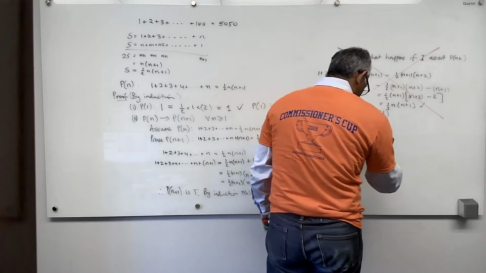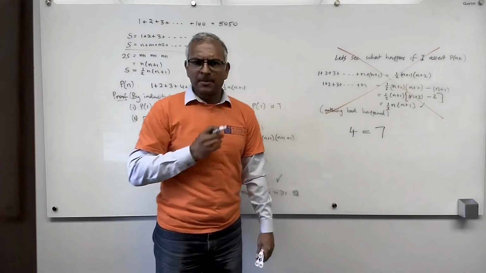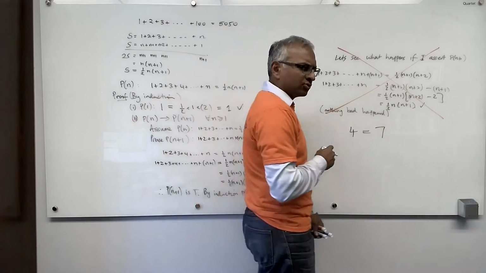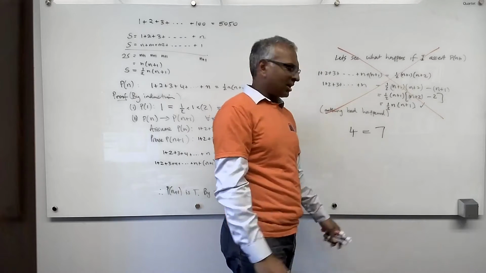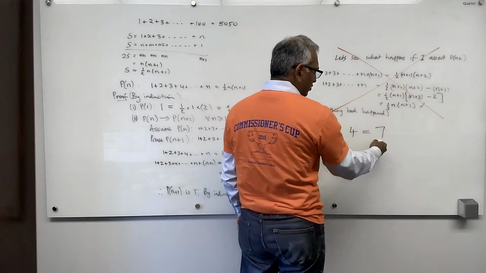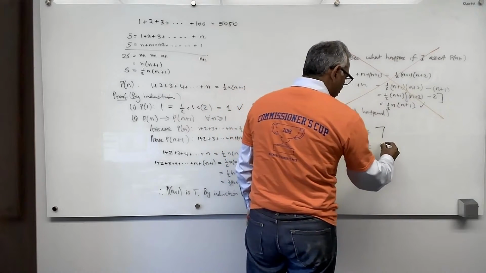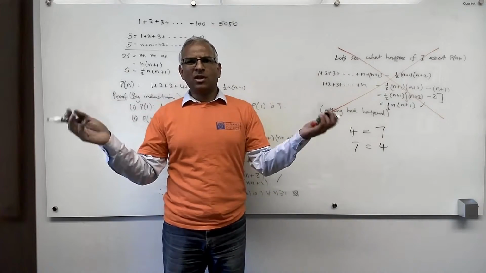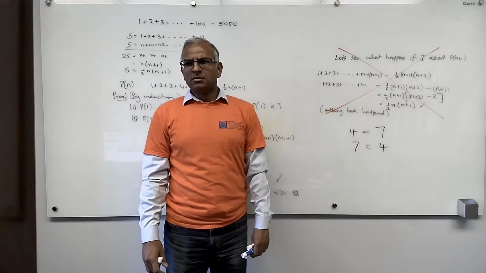4 equals 7. That's what I want to prove. Now I'm going to do all kinds of cool stuff that I'm allowed to do. Forget about the fact that I'm not allowed to write this down. So, if 4 equals 7, then 7 equals 4, because we learned that if A equals B, then B equals A. Equality is what's called symmetric.